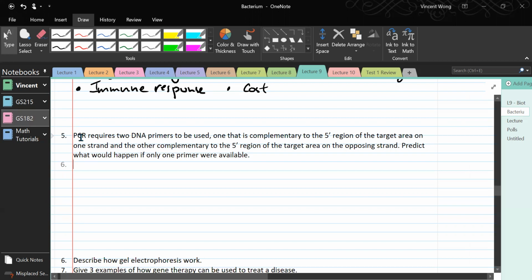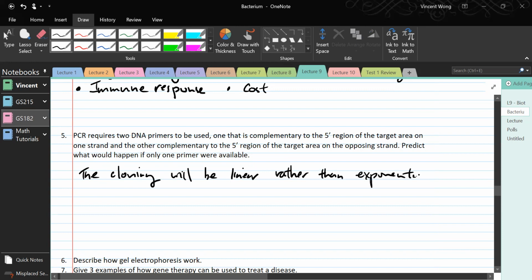Yeah, that makes sense. PCR requires two DNA primers to be used. One that is complementary to 5' and then the other would be complementary to the 5' on the opposite strand. Predict what would happen if only one primer were used. Okay, so if you only use one primer, then the cloning process will be linear rather than exponential. Okay, because you're only copying it once every time, right?